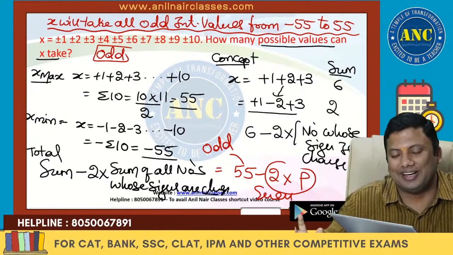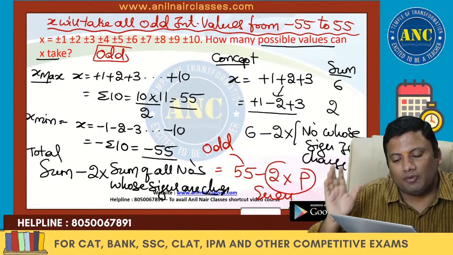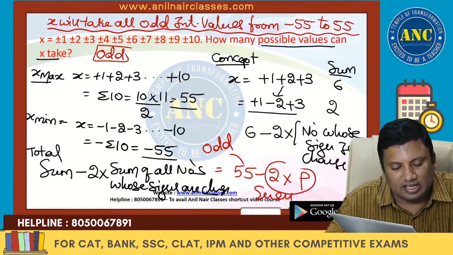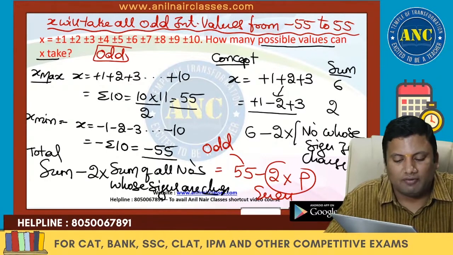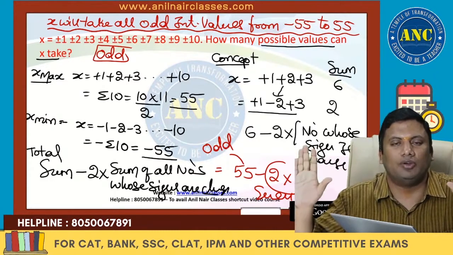Very, very good question it is, sir. If we want x maximum, all are plus, so the summation of 10 is 55. X is minimum means all are minus, which is minus 55. Between minus 55 and 55, the value oscillates.